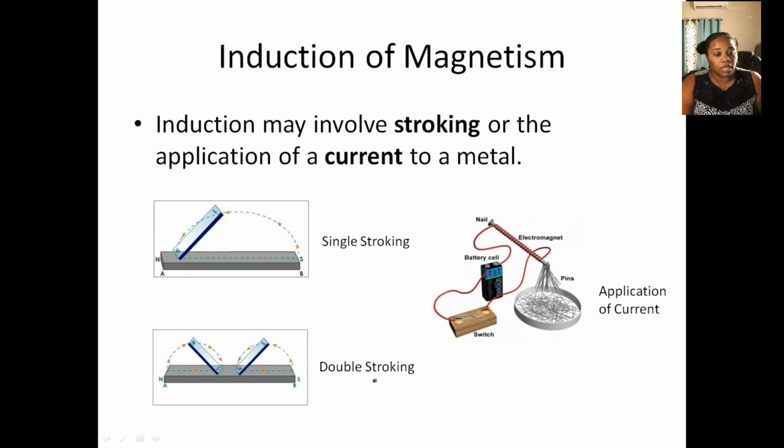So here we have two examples of stroking. You have single stroking, which is using a magnet rubbing a metal, and double stroking, using two magnets rubbing a metal.